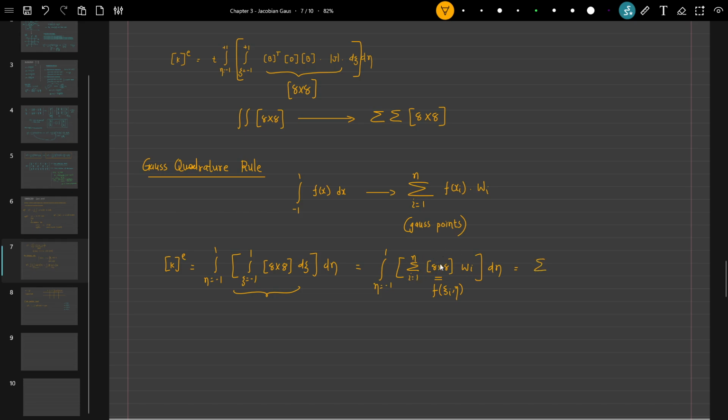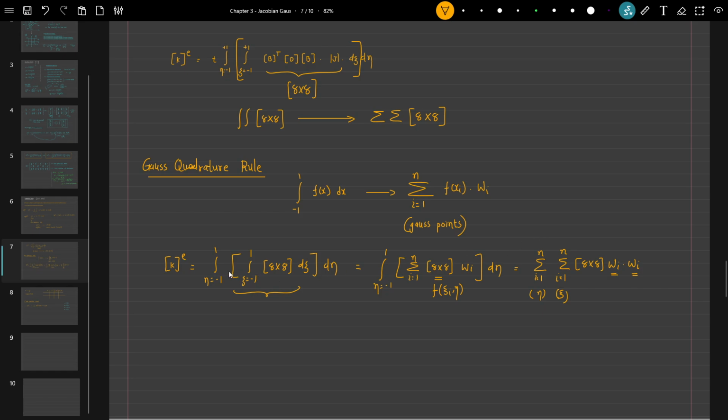summation. So now this term, i equal to 1 to n, is for zeta, which is the 8 by 8 matrix terms, with weights wi. Now for this we'll again apply another summation on top of this numerical integration. So this now is equal to i equal to 1 to n. We are taking the same number of integration points for zeta and eta, and again another weighting factor for eta. So this is for zeta and this is for eta.